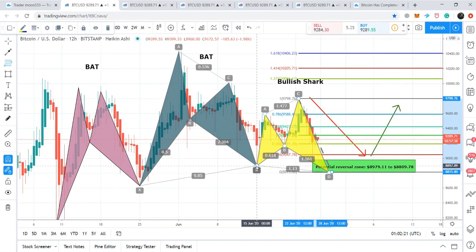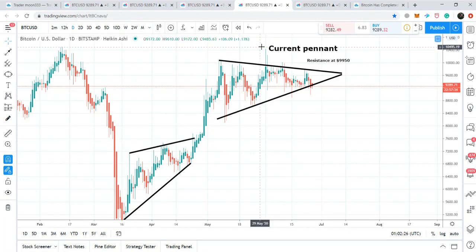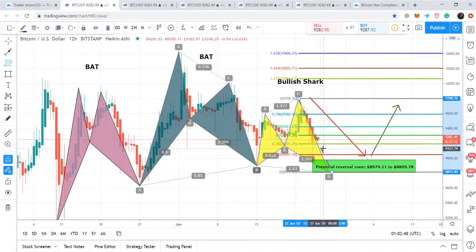But unfortunately, after having that push, the price action moved back again to the support of this pennant, and we had a really very strong resistance of this pennant that pushed the price action down. At this time, the price action is likely to break down this support. If it is broken down, then definitely the price action will retest the previous support of $8,800, and then it can retest the $8,200 support if this potential reversal zone is also broken down.